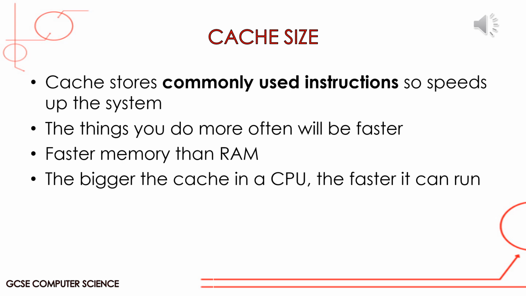Cache size refers to the amount of cache memory inside your CPU. Since cache stores commonly used instructions, this means that the more cache that you have, the faster your CPU can run, because it's got more of the fastest memory. This means it needs to communicate less with RAM, and cache is usually faster than RAM, therefore it will run faster if you've got more cache.